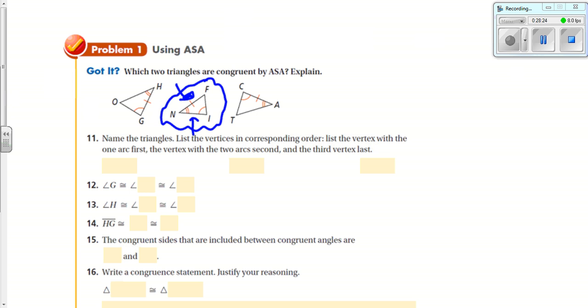Okay, number 11 says name the triangles, list the vertices in corresponding order. All right, the first one, GHO. So I went from 1, 2 to nothing. Okay, over here I'm going to do INF. 1, 2, nothing. CAT. All right, if angle G is congruent to angle I, which is congruent to angle C, angle H is congruent to N, which is congruent to A, HG will be congruent to NI, which will be congruent to AC.